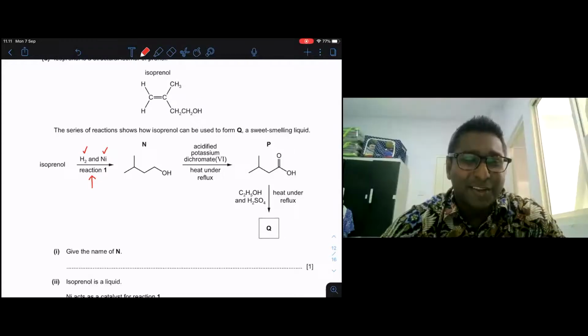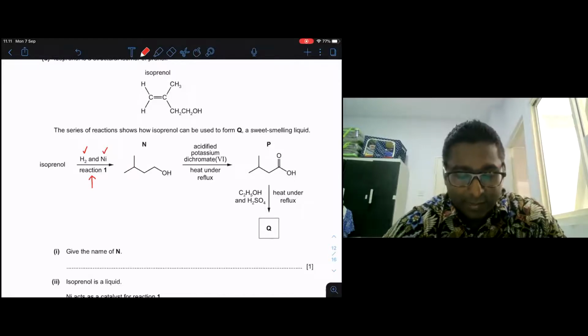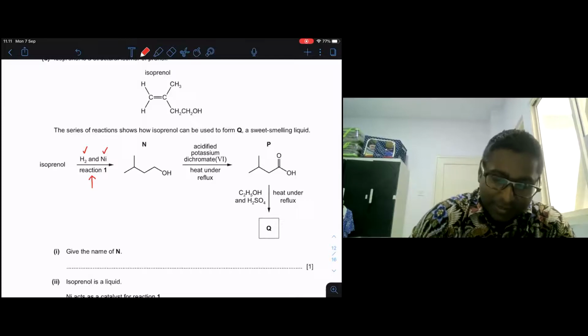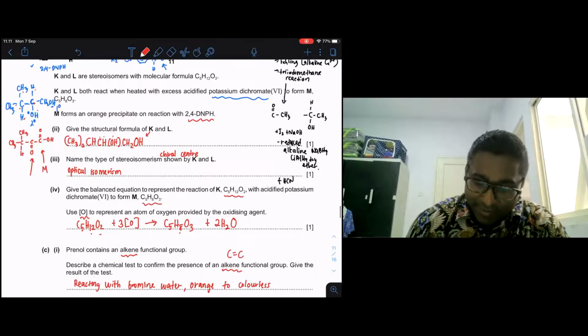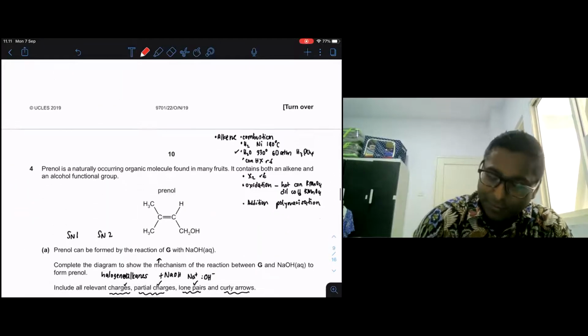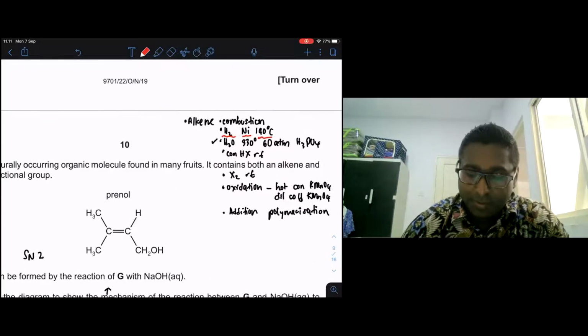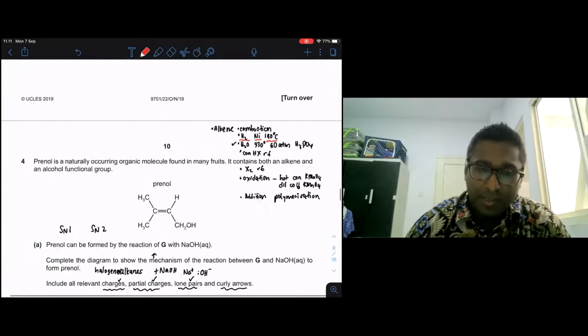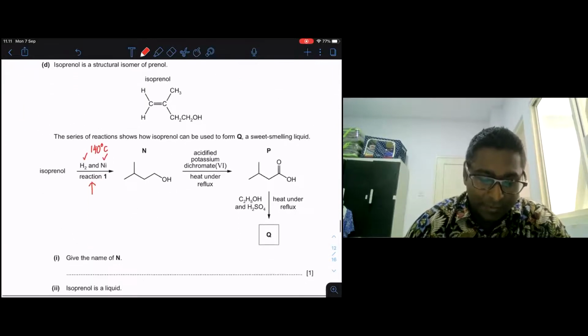This one is what we call hydrogenation. The double bond, if nickel is the catalyst, and one thing they didn't mention is 140 degrees Celsius. You can see over here I mentioned hydrogen, nickel, and 140 degrees Celsius. If you do this, the carbon-carbon double bond will be broken. They will change from alkene to become alkane. That is what is happening over here.